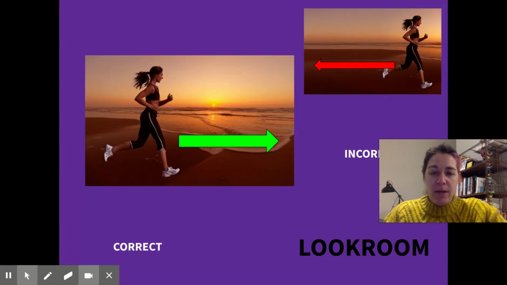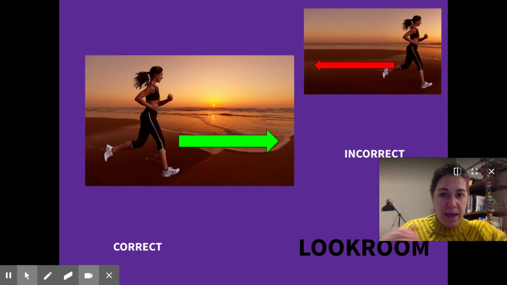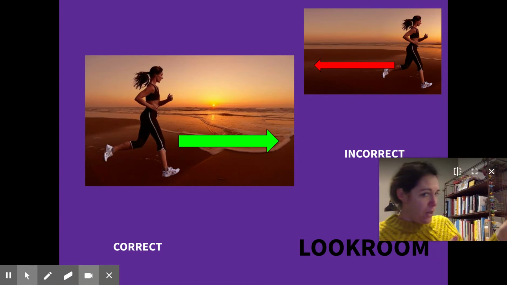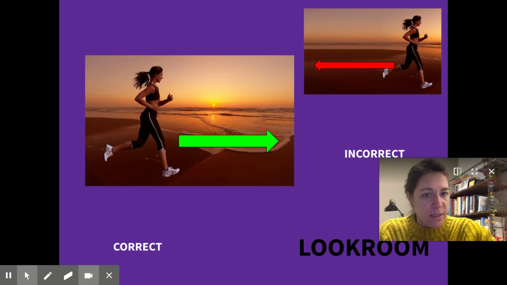Okay, then we get to this idea of look room. Look room is the empty space in the direction your subject's looking. So when your subject is turned sideways to the camera, they call it profile, like a profile shot if I'm looking sideways. What you want to do is you want to leave look room. So you want to leave that empty negative space in the direction your subject is looking.